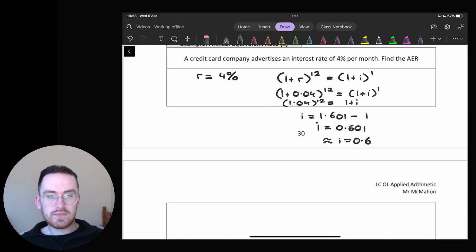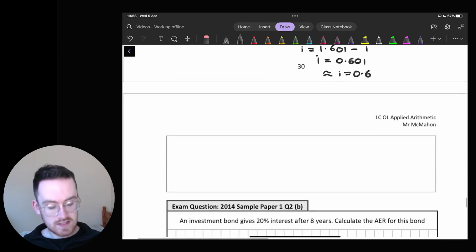Okay, so continuing on. The key thing there is following those steps as best we can. So 4% per month is 0.04. We're charging that for 12 months then. So 1.04 to the power of 12, giving me that answer there, then taking away that 1 obviously to work out our final value, so I being 0.6.